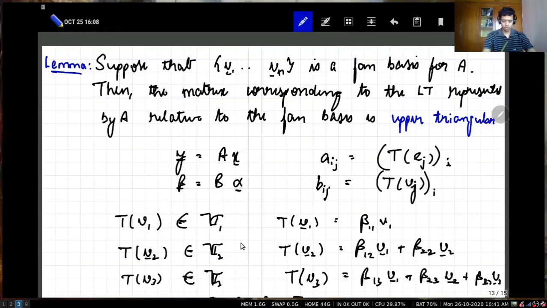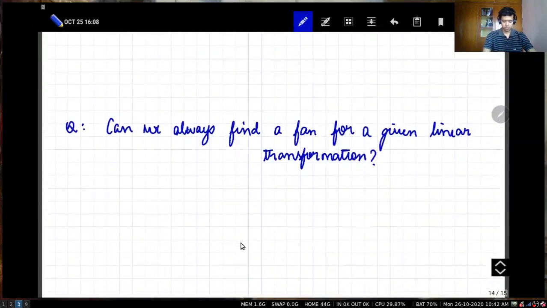But what is non-trivial at this point is, given an arbitrary linear transformation, can we always find such a sequence of subspaces? Can we always find a fan for A? And that is what we will address in the next lecture, and we'll use this to prove the Cayley-Hamilton theorem.